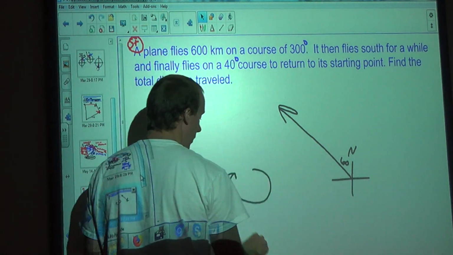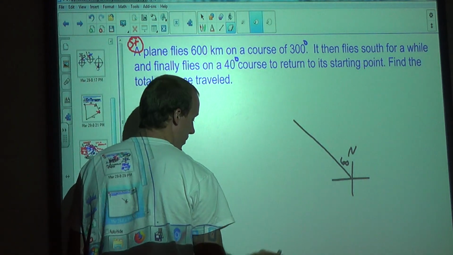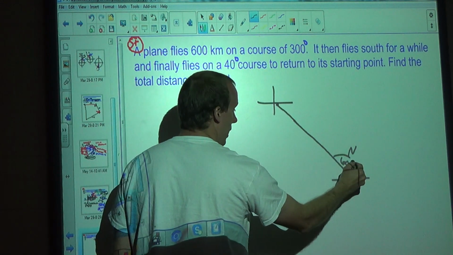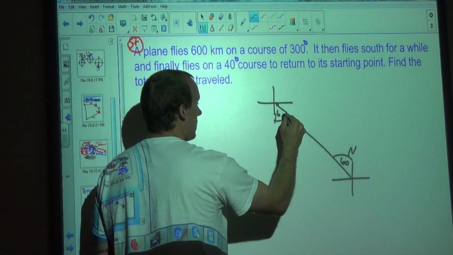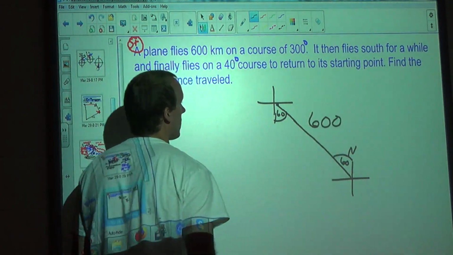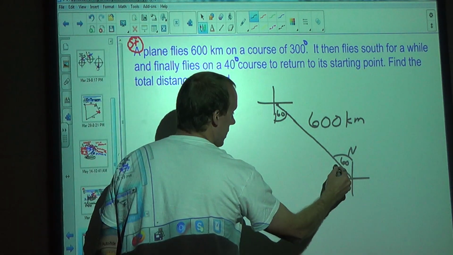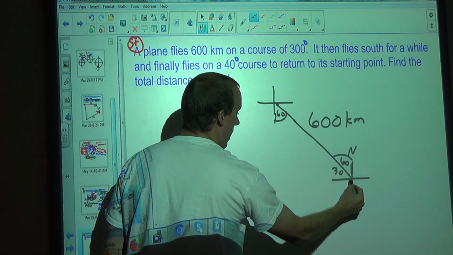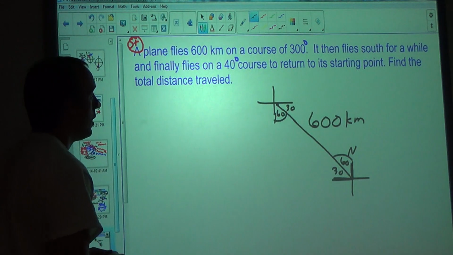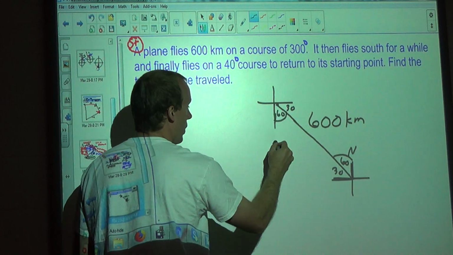Okay? So, if that's 60, okay, I'm going up in the upward direction. And I'm going to have another crosshair because I'm going to have to change directions. Now if this is 60 from here to here, I also know that this is 60 from there to there. Okay, I know it flies 600, so I would label that 600 kilometers. Okay, what else do I know? If that's 60, then I know this is actually 30 because that makes a right angle here. Okay, and if this is 60, I know this is 30. I like to fill those in right away. Okay, then it flies south. When it says flies south, south is directly this direction.